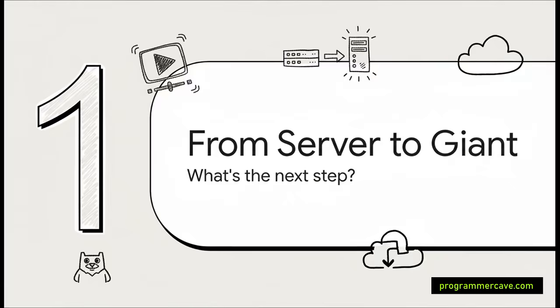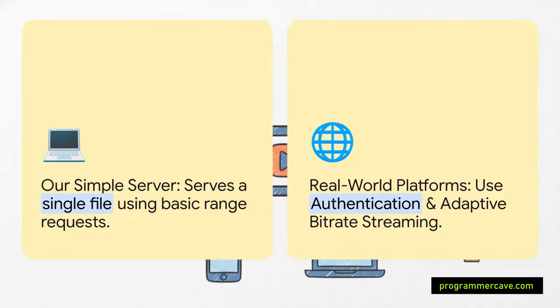That's huge. But it kind of makes you wonder, right? How do you get from this simple little server to a global giant like Netflix or YouTube? Well, this is where you start building on top of that solid foundation. Our little server is the core concept, but the big players add a whole bunch of layers. For instance, they add authentication, to check if you're actually a paying subscriber. But the really big one is something called adaptive bitrate streaming, or ABR. This is a game changer.